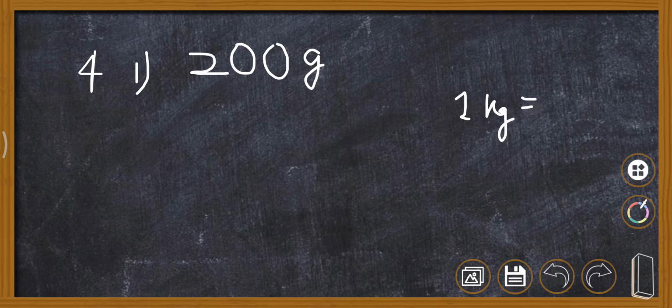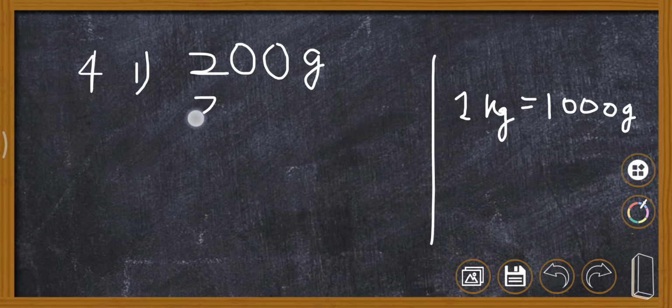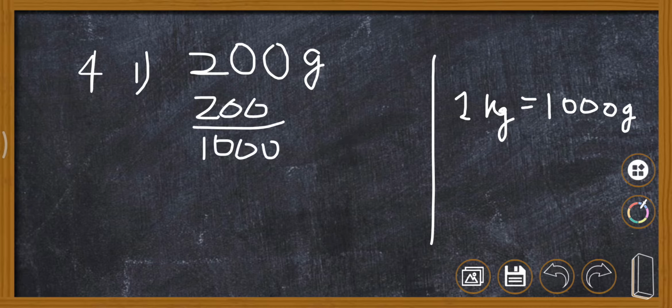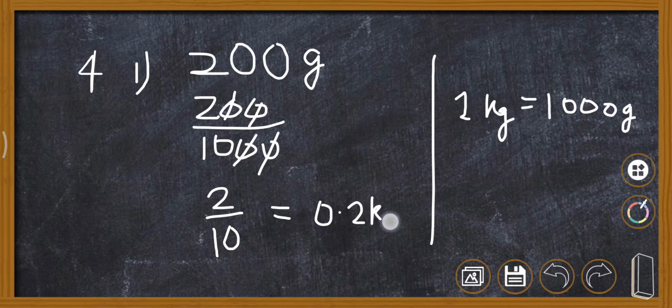So if you are converting gram to kilogram, then again right to left means you are required to divide. So we will divide 200 by 1000. Now here the zeros cancel with zeros, then 2 upon 10. 10 means 1 decimal place, so it is 0.2 kilogram.